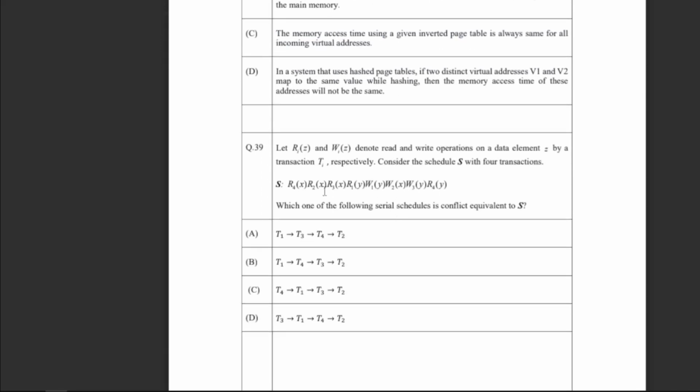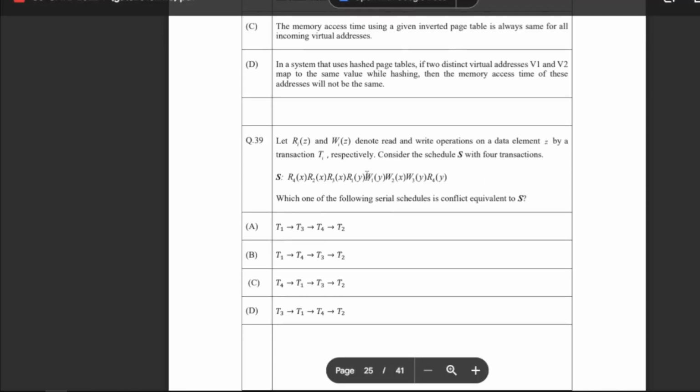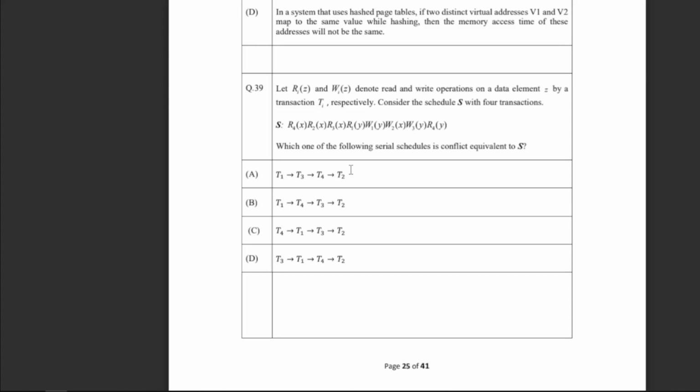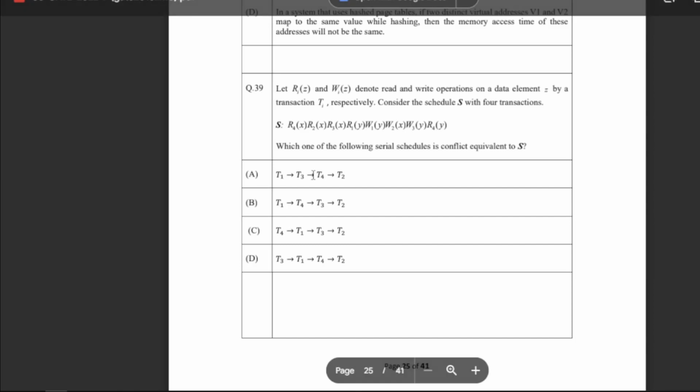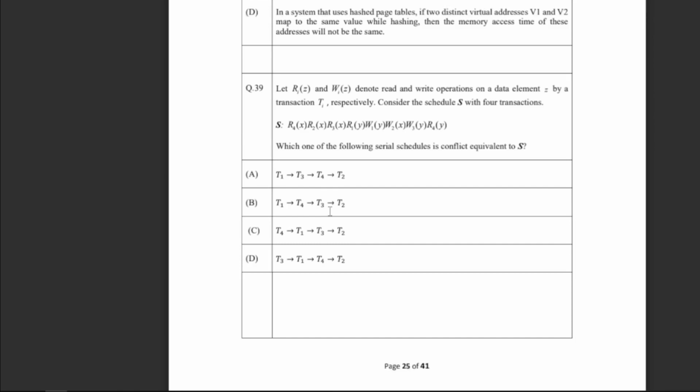For 39, let Ri(Z) and Wi(Z) denote read and write operations on a data element Z by a transaction Ti respectively. Consider the schedule S with 4 transactions, right? So these are the transactions. Now it is asking which one of the following serial schedules is conflict equivalent to S. So for 39, again our answer is A, right? T1, T3, T4, T2.